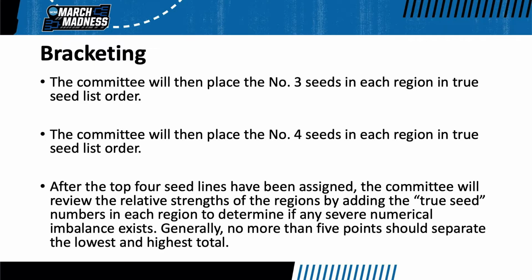After the top 4 seed lines have been assigned, the committee will review the relative strengths of the regions by adding the true seed numbers in each region to determine if any severe numerical imbalance exists. Generally, no more than 5 points should separate the lowest and the highest total.